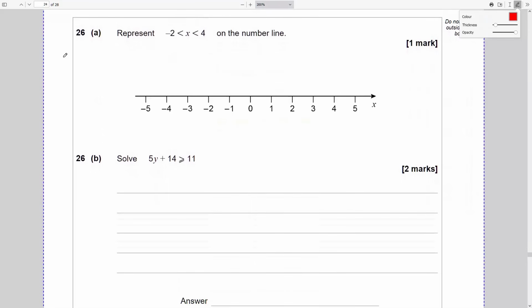Question 26, represent minus 2 is less than x, which is less than 4. For these, because they're less than, there's nothing equal there, so we have to leave them as open circles like that. So there's the minus 2, there's the 4 here, open circle again. And we just draw a line between them.